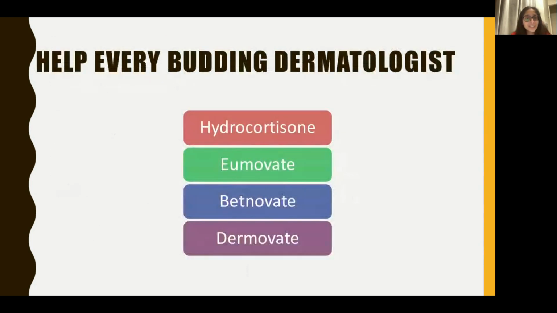So, this is a common mnemonic which we're usually taught regarding the potency of topical steroids. So I just included it here as an overview. So hydrocortisone would be the weakest steroid, and then Eumovate, Betnovate, and Dermovate. So this is quite useful to remember. And depending on the area, the age of the patient, and the severity of the disease, it would help you guide what steroid you need to treat with.